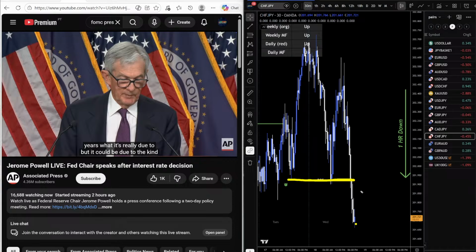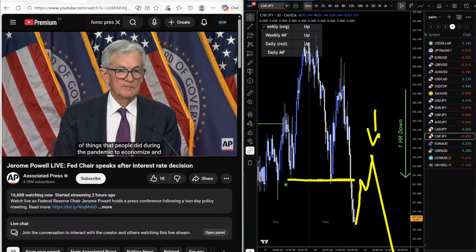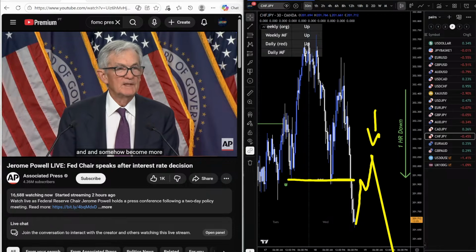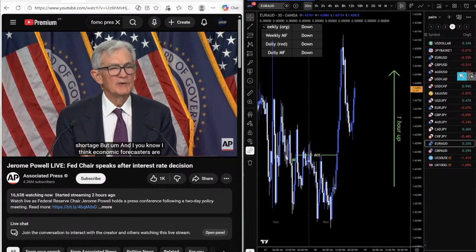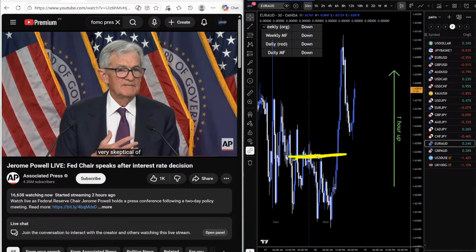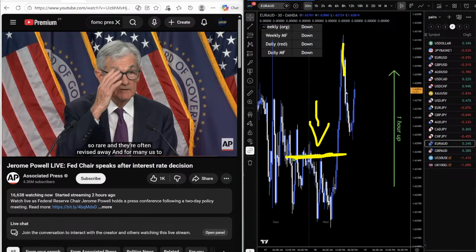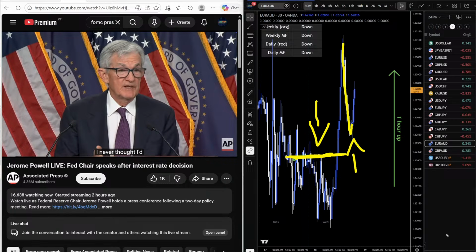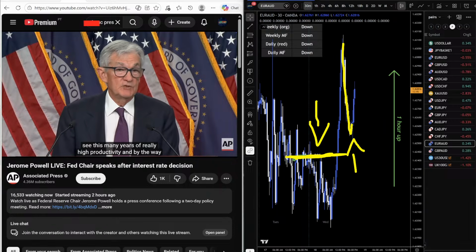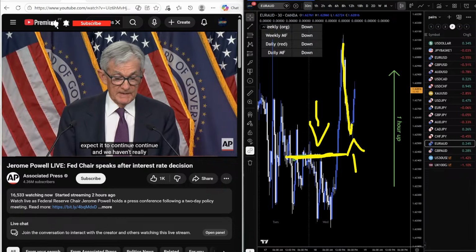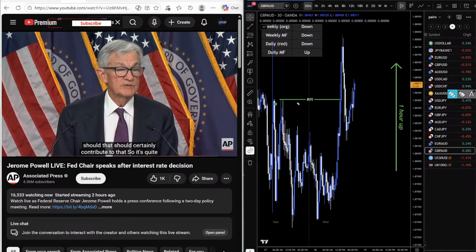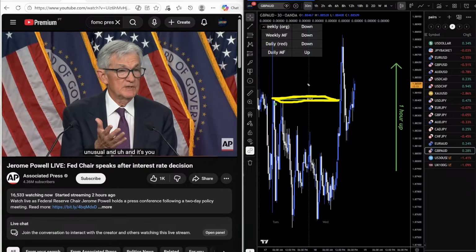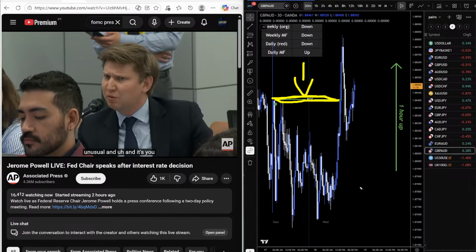because there was an incredible labor shortage. But I think economic forecasters are very skeptical of periods of high productivity because they're so rare and they're often revised away. And for many of us, I never thought I'd see this many years of really high productivity, and by the way, expect it to continue. And we haven't really started to see the effects of generative AI, and that should certainly contribute to that. So it's quite unusual, and the higher productivity is the thing that allows incomes to rise over time, and so it's a great thing. Was that your question?